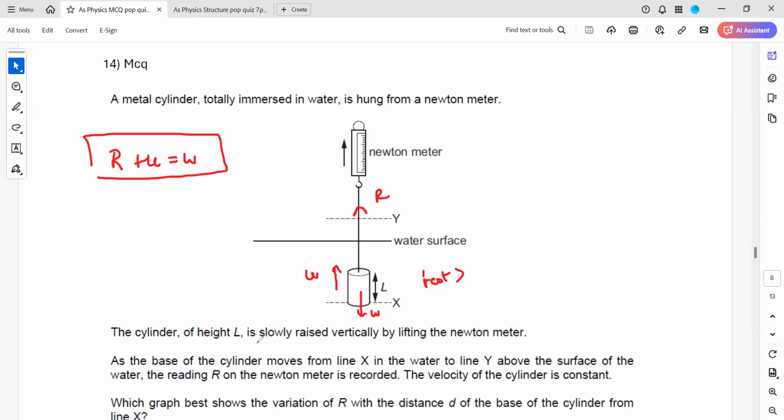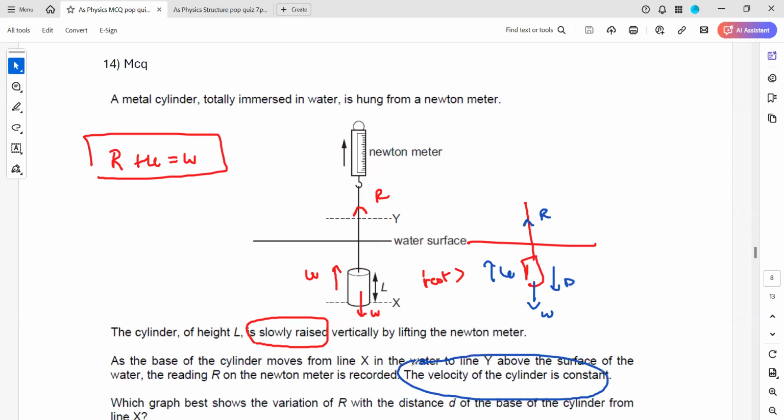But in the question, we are slowly raising it vertically, so we are starting to move this. When an object is moving through the fluid, the fluid will also have a force, which we call a drag force, opposing the motion. So there will be R, the weight W, a drag force opposite to the motion, and an upthrust. But in all cases, because it is moving at a constant velocity, the resultant should be zero.